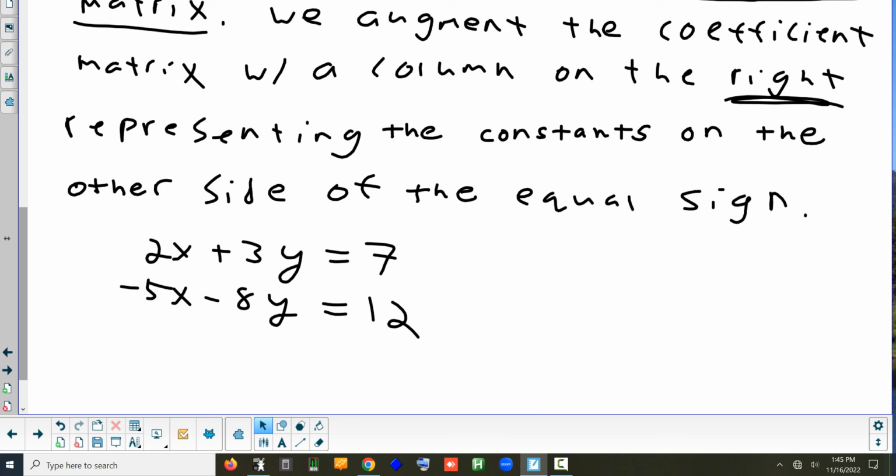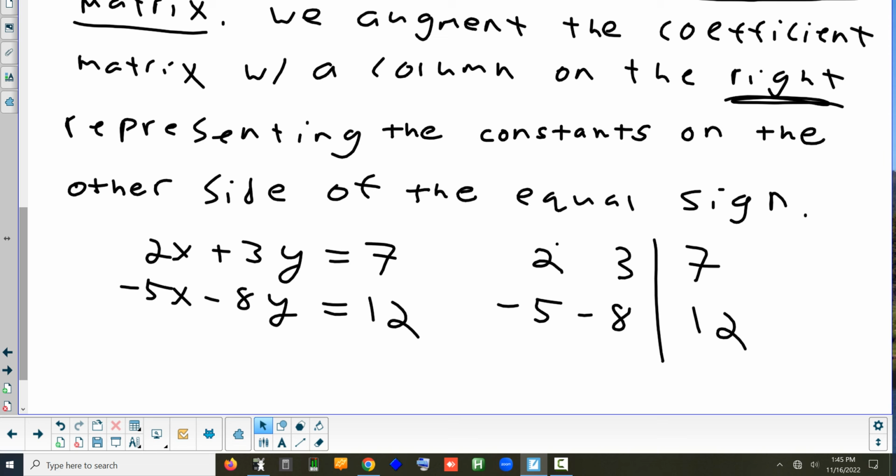We're going to do x, y, and z, but just to show you how x and y would look, this is how you'd set the problem up. 2, 3, 7, -5, -8, 12. That's how you translate it from an equation to a matrix.